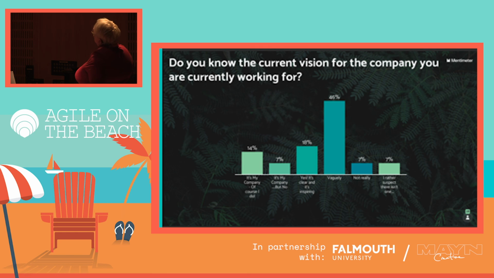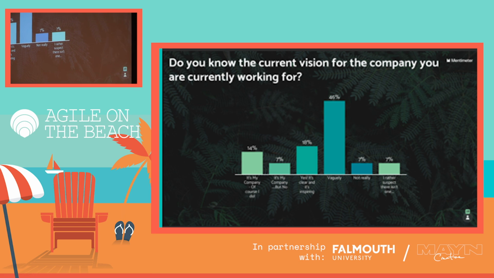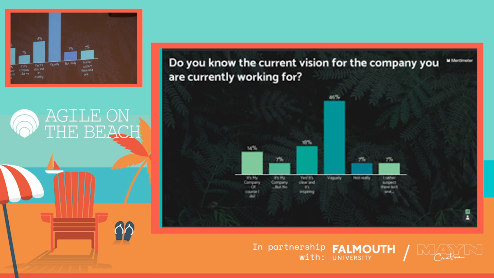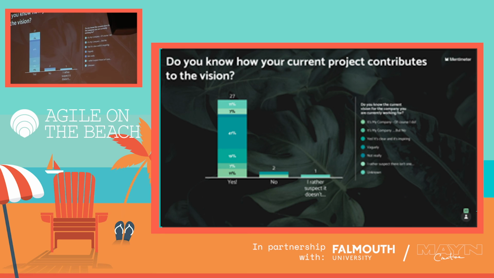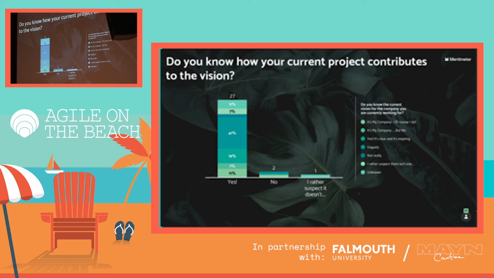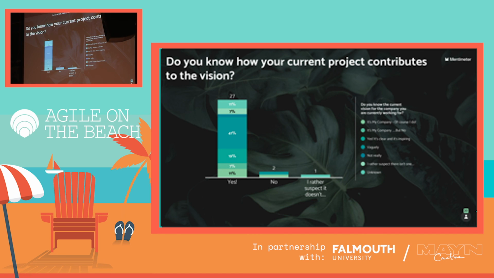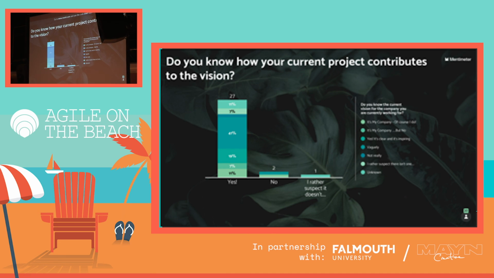So, do you know the current vision for your company? Apparently, vaguely is overwhelmingly the largest answer. I suspect vaguely probably means it exists, but it hasn't been shared. Do you know how your current project contributes to the vision? Yes. But see, this worries me, because if you don't know what the vision is, how do you know so overwhelmingly that you're contributing to it? What I think you mean there is, yes, I know it's really important, and yes, I know that it contributes to the business, but you don't know if that's the same value as your company's got.